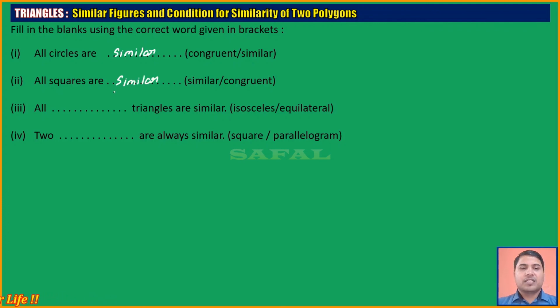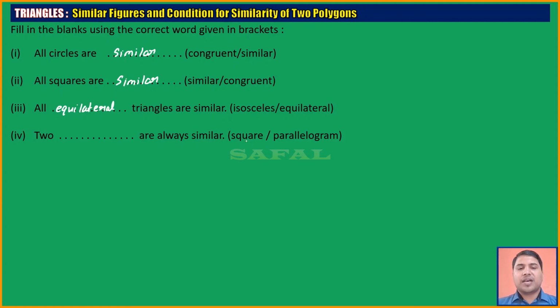All dash triangles are similar. So isosceles triangle and equilateral triangle. Of course equilateral triangles will be similar. If they are of any size, they will always be similar, because the shape is the same. So here equilateral triangle will come. Equilateral triangles are always similar.